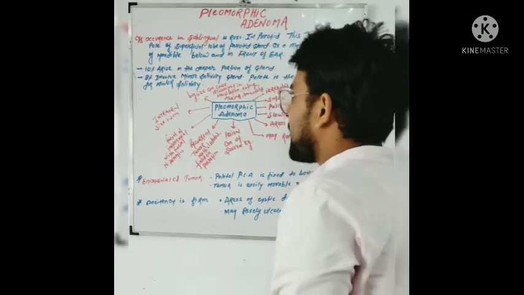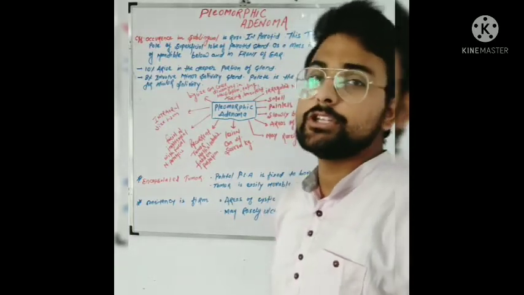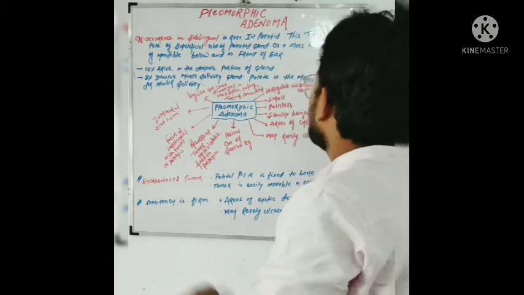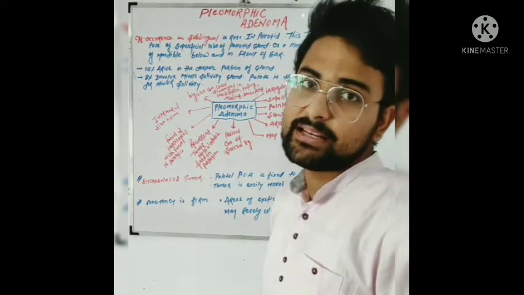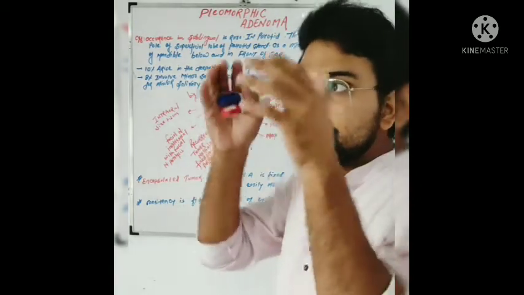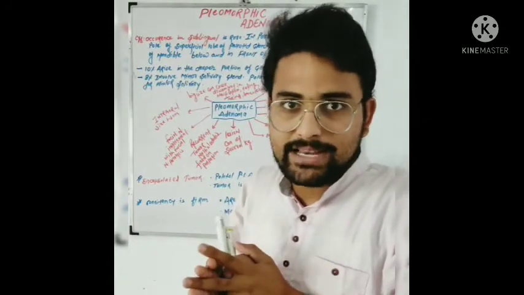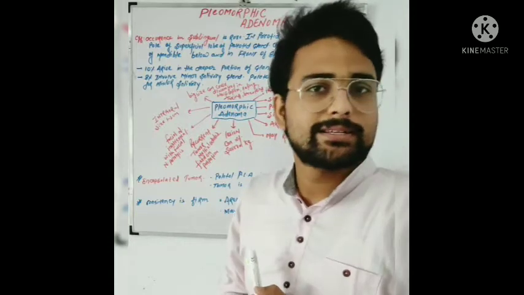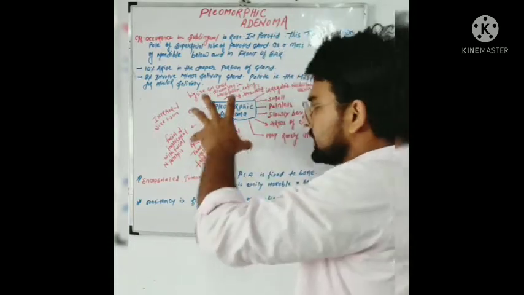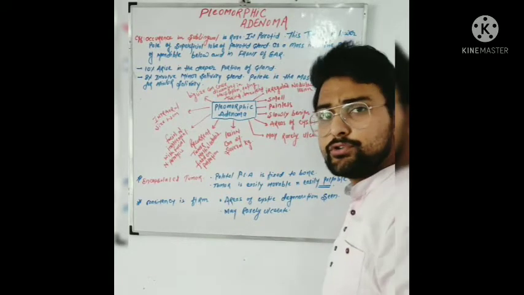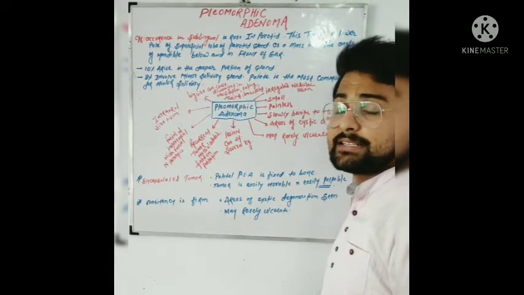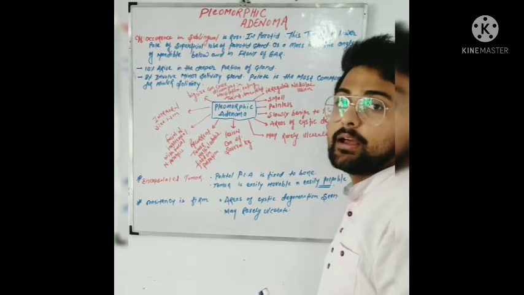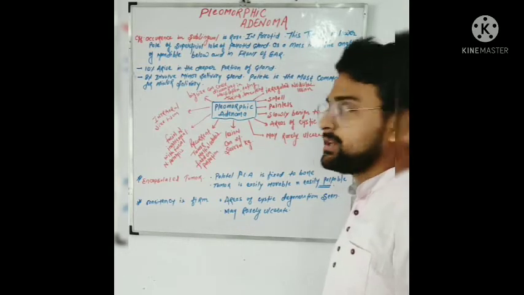8% involve minor salivary gland, means 8% of the pleomorphic adenoma involve the minor salivary gland, and palate is the most common site for the minor salivary gland. Means out of all the areas of minor salivary gland, this palate portion is the most common site. Now, this chart is very helpful to you when you are discussing yourself or revising the pleomorphic adenoma during the last minutes of examination.